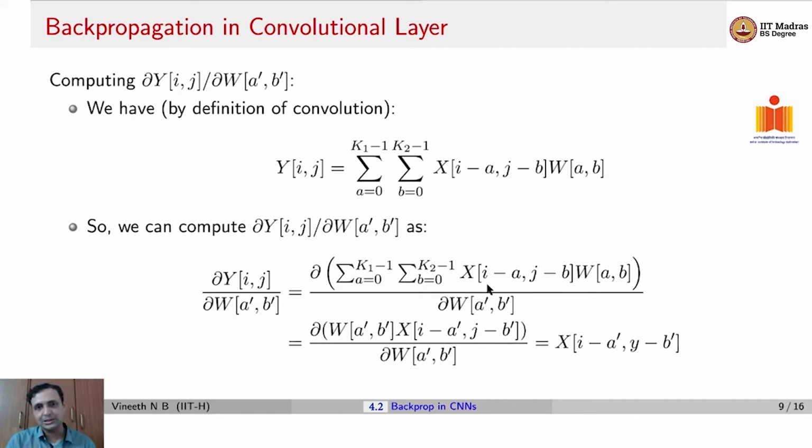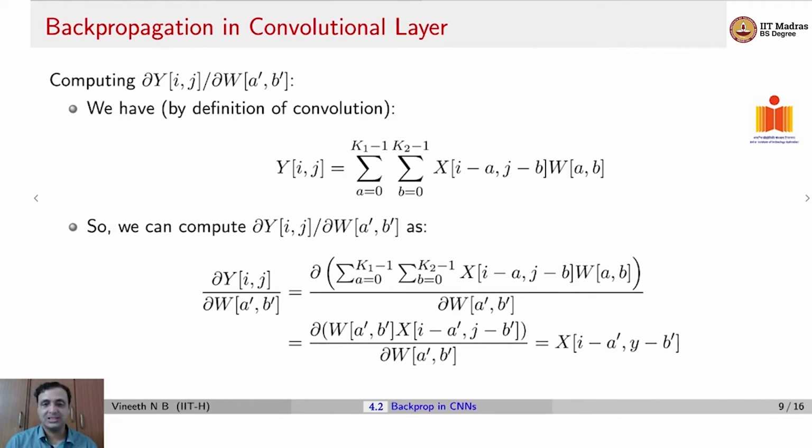When you move the filter to the next location, it may contribute something else in the other location, but in one single convolution operation, one value in the filter is multiplied by only one input pixel, and that term is going to be W at a', b' times X at i minus a', j minus b'. Every other term in this double summation, when you differentiate with respect to W at a', b', will become 0 because it does not depend on W at a', b'. This quantity trivially becomes X at i minus a', j minus b'.